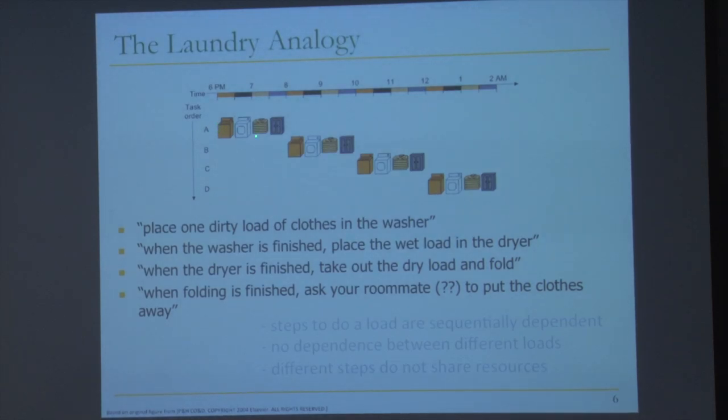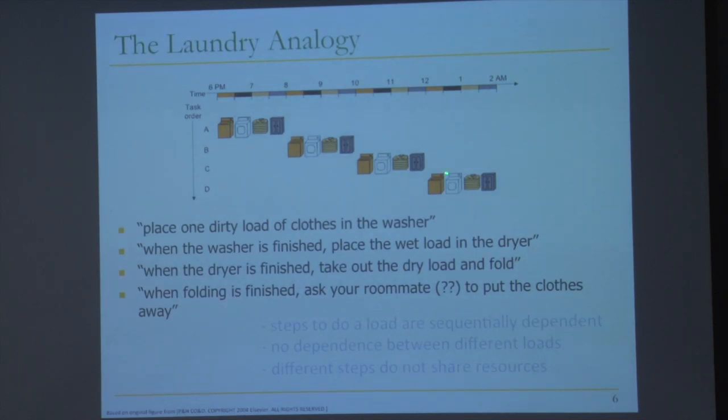But if you have multiple loads, they're independent, right? This is a multi-cycle laundry design, if you will. And different steps do not share the resources. You cannot dry clothes in a washer. You don't need the dryer to fold the clothes, right? Nobody folds clothes in their dryer. Make sense? So it has these 3 properties. Steps to do a load are sequentially dependent. Different loads are independent. And different steps do not share resources. So it's kind of similar to instruction processing. Not exactly, but think about it now.